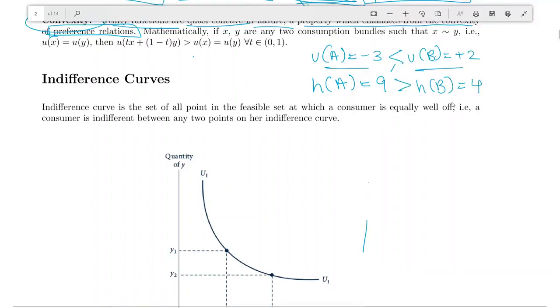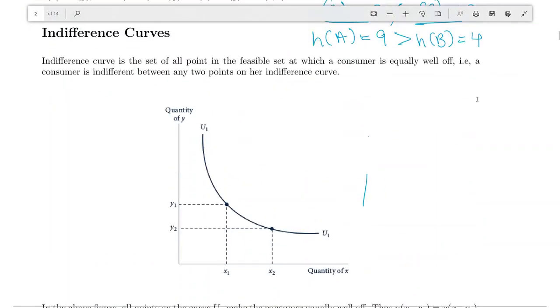Indifference curves. So indifference curves are the set of all points in the feasible set, that is the consumption set, at which a consumer is equally well off. That is, the consumer is indifferent between any two points on an indifference curve.